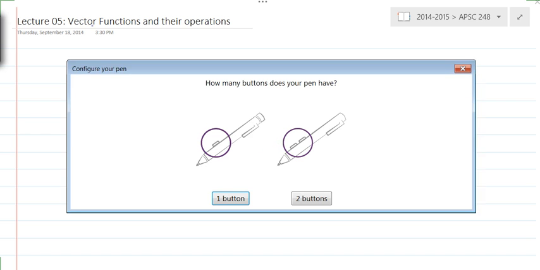Now today we're going to look at vector functions and their operations. Basically, we're looking at the derivative, integral, and some concepts related to vector functions.